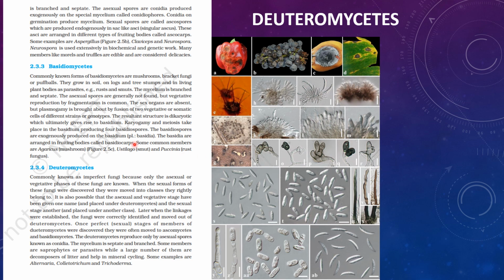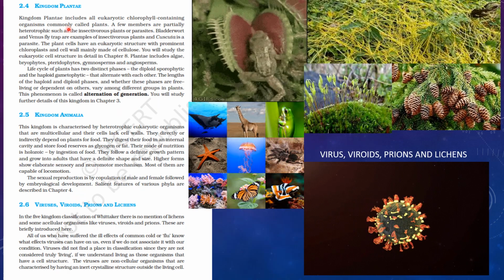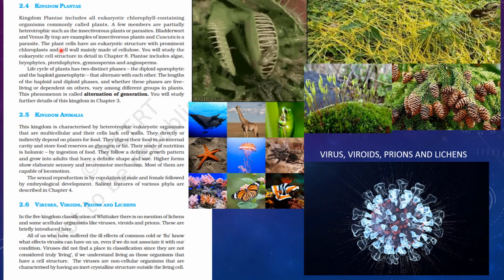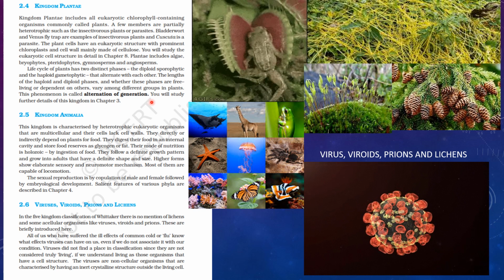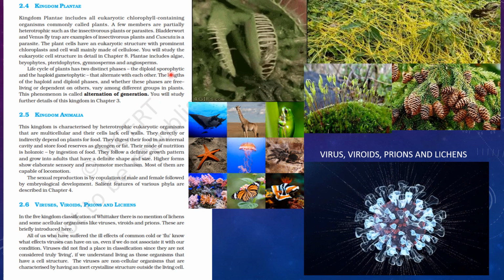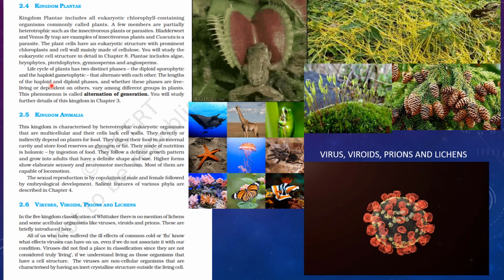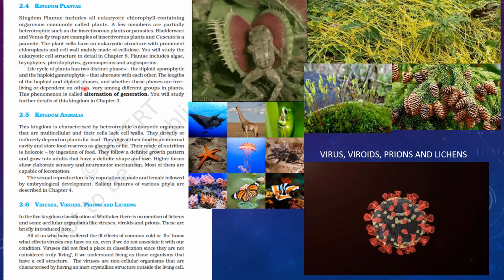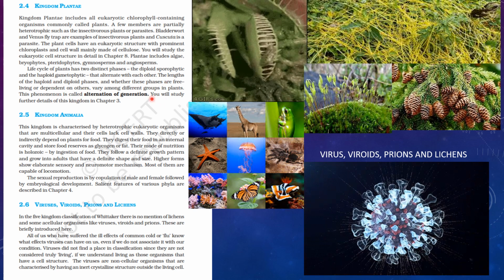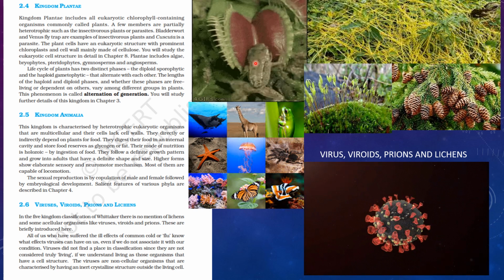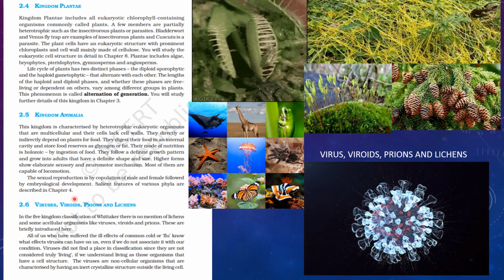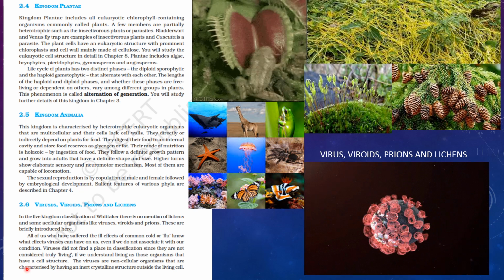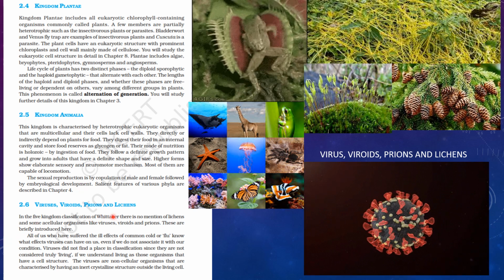Okay. Now the kingdom Fungi, I have already discussed. Now the kingdom Plantae and kingdom Animalia. In kingdom Plantae, they have an alternation of generations in which the main plant body is a diploid sporophyte, and they will produce the haploid gametophyte. Together these form the alternation of generations. They will be discussed in later chapters. Now coming to kingdom Animalia, it will also be discussed in the coming chapters. And at the end, we have viruses, virions, prions, and lichens.